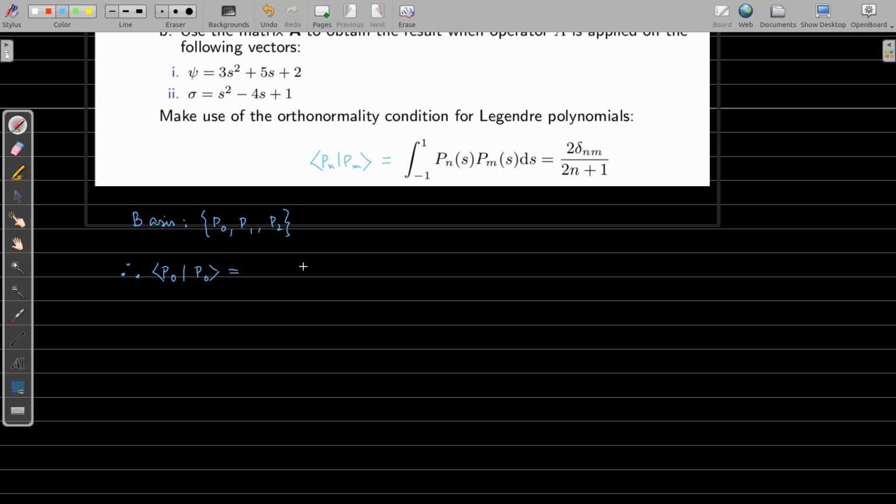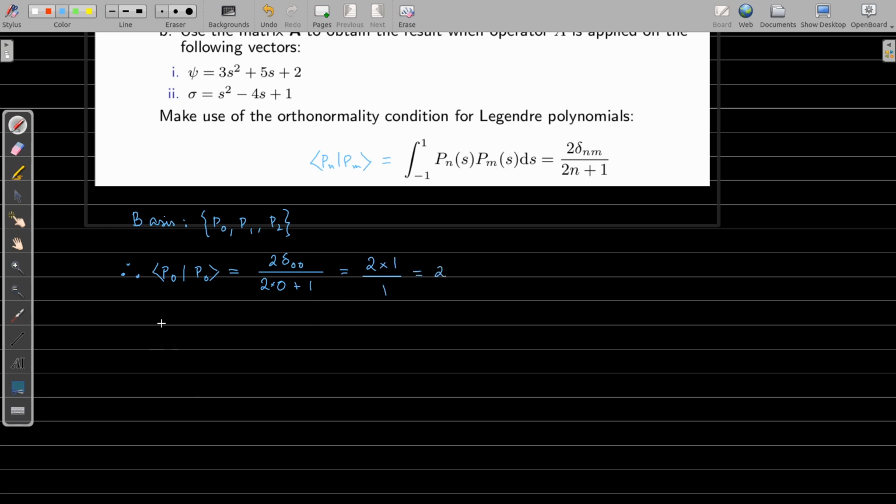This is equal to 2 delta, where this is n and this is m. N is 0, m is also 0. So 2 delta 0 0 divided by 2 times 0 plus 1. Delta 0 0 is going to be equal to 1. So 2 times 1 divided by 2 times 0 is 0, and what is left behind is 1. So this is equal to 2.